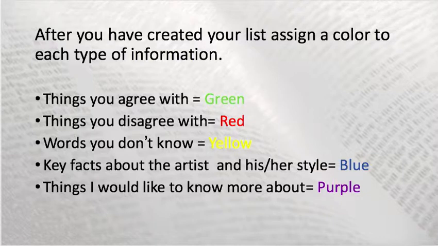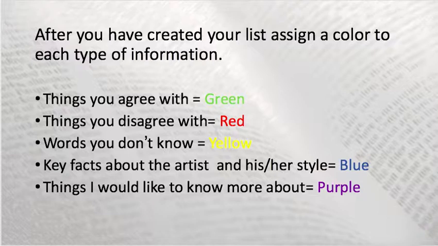After you've created your list, you need to assign a color to each type of information. Now, in my art class, we always talk about the feelings and emotions and meanings behind colors, so when I assigned these colors, I was thinking about that. But it's not necessary for this technique to work. If you want to talk about how green usually is good, and that's why we're using it for things you agree with, you can. If not, just pick your colors randomly.